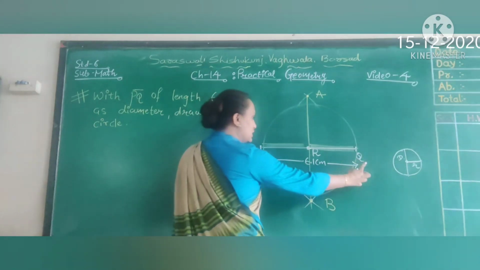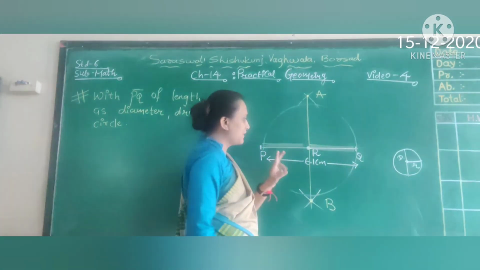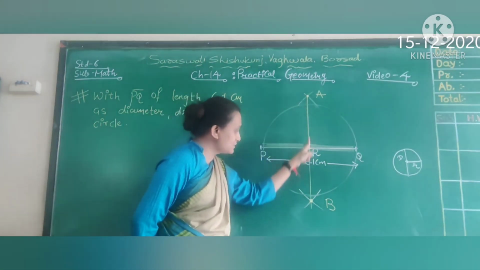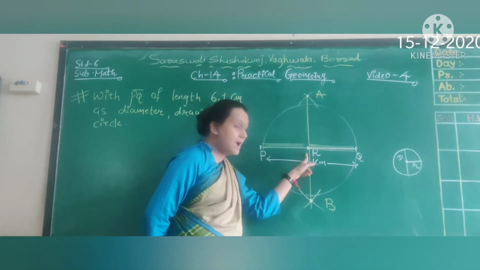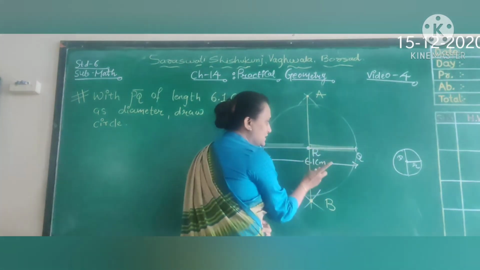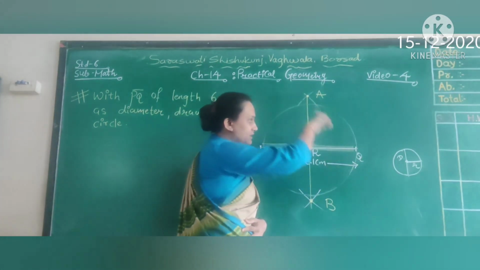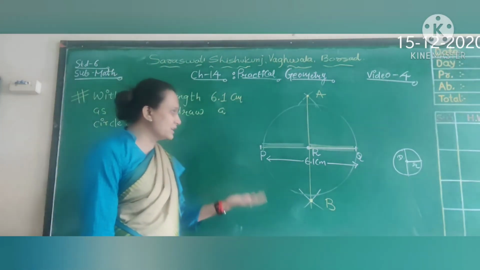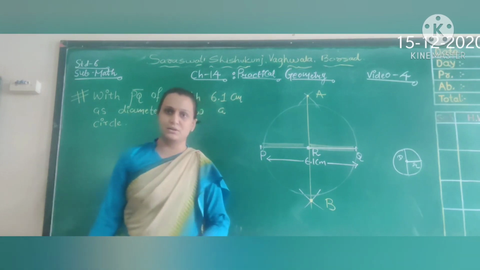Clear? So this is our whole diameter PQ, and you can find two radii here, QR as well as PR, and this is the perpendicular bisector of R. Then after we have taken the measurement of QR, and with the center R we have constructed a circle. So this way you have to draw a circle with a given radius or given diameter.